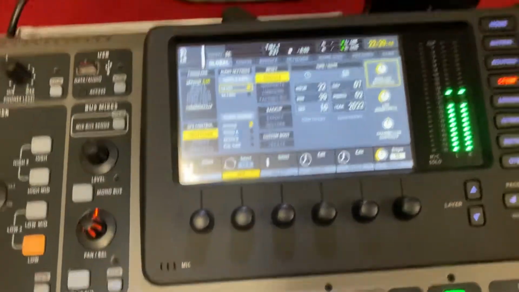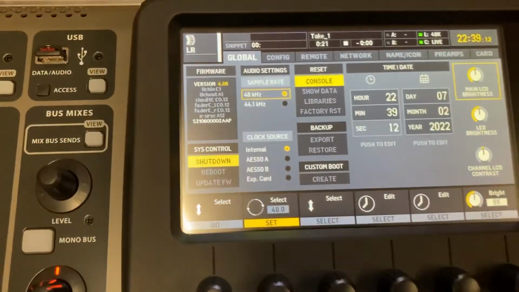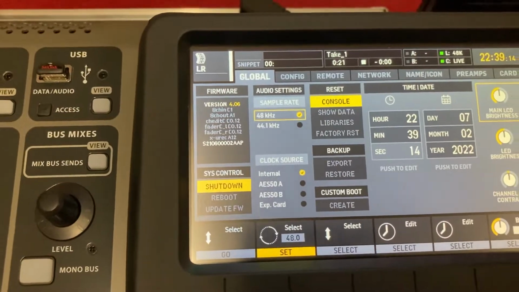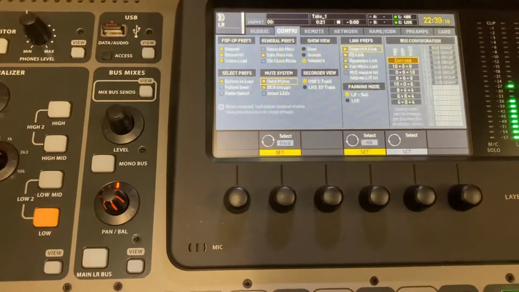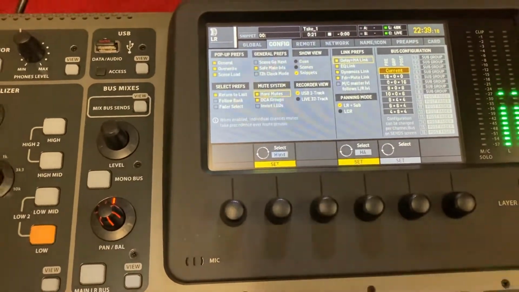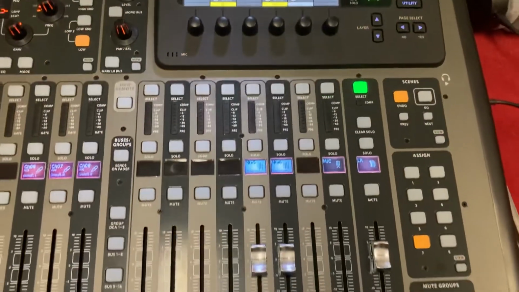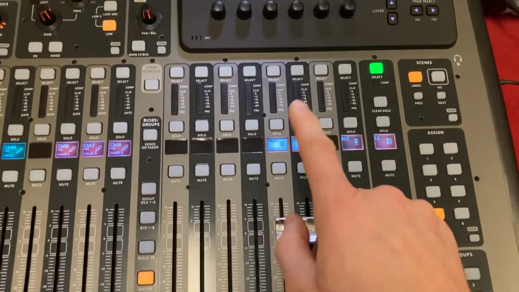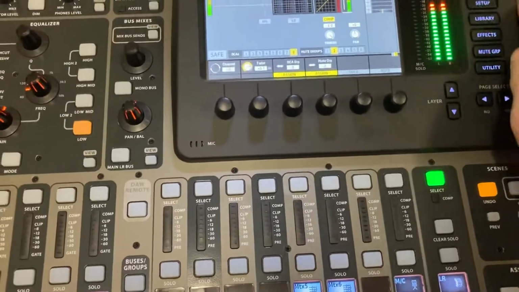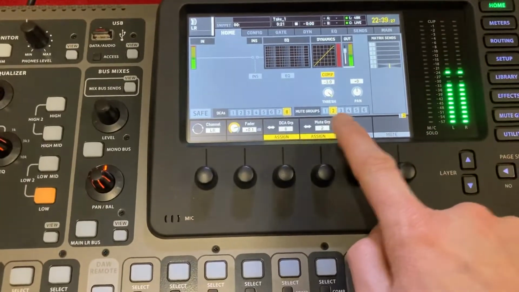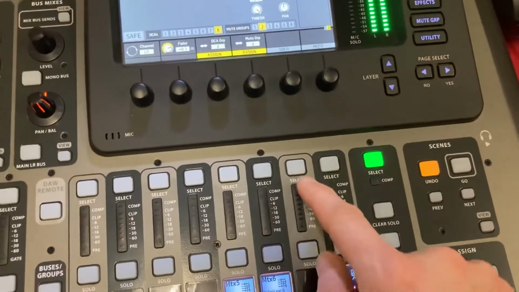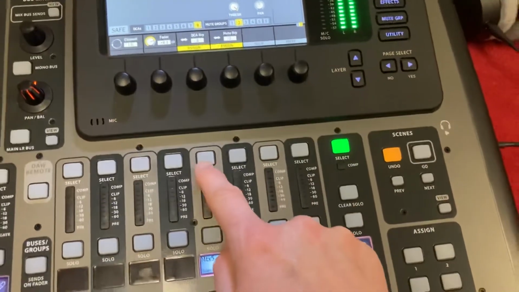So I wanted to share some issues I found. I'm on version 4.06. Hard mutes enabled. That's my first issue. Matrices, matrix 5 and 6 are configured as mute group 2. Left and right channel is configured as mute group 2.